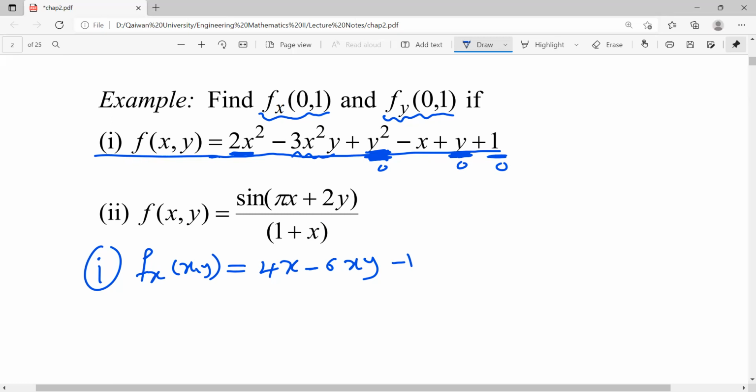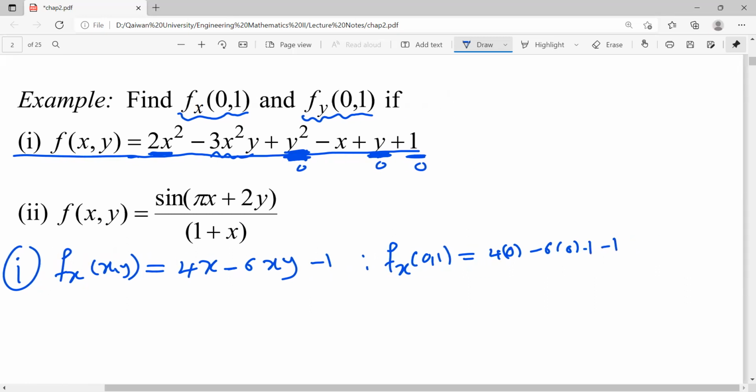This is f sub x. How about f sub x at 0 and 1? We say f sub x at 0 and 1 equals what? We just replace x by 0 and y by 1. Okay, we get 4 times 0 minus 6 times 0 times 1 minus 1. It equals minus 1. So this is f sub x at the given point.